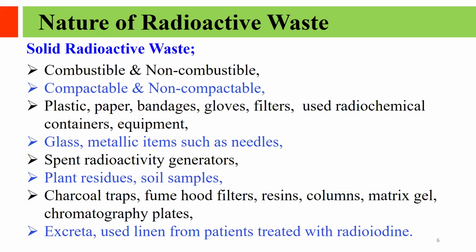Now come the different natures of radioactive waste. First and foremost, as we all know, is solid radioactive waste. What is solid radioactive waste? It is in the form of combustible and non-combustible. It may be in the form of compactable and non-compactable. Plastic, paper, bandages, gloves, filters, used radiochemical containers, and equipment are all called solid radioactive waste.